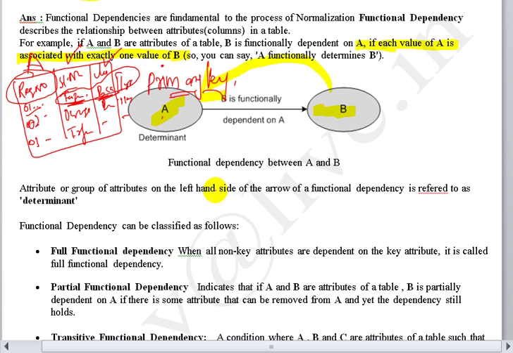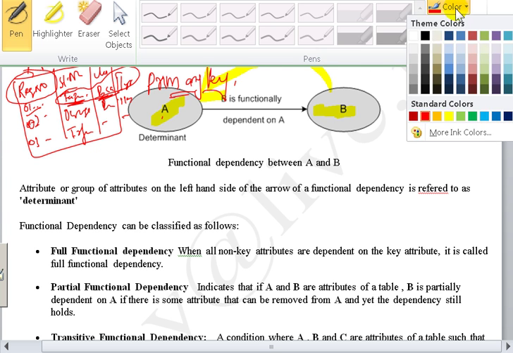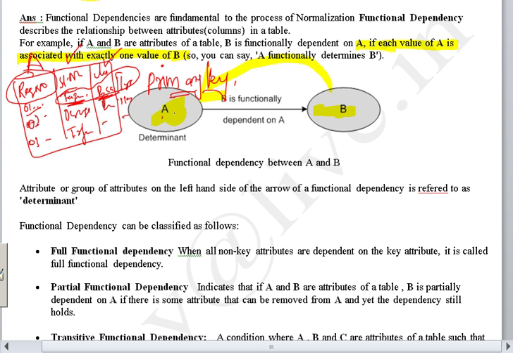So they are called determinants. There could be many, because sometimes it could be a composite key, because maybe you have A comma C here. A and C uniquely determine all the B's, whatever B's you have. So whether it is A or A and C, it is called a determinant.